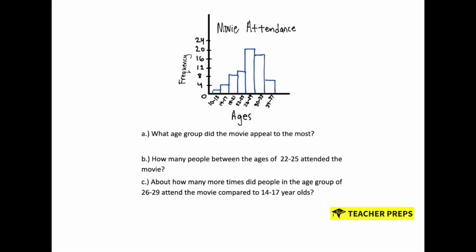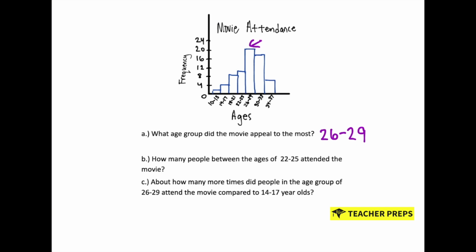The first one says, what age group did the movie appeal to the most? We want to look for which bar goes the highest. This is the highest bar, so we know that the age group that the movie appealed to the most was 26 to 29-year-olds. There were 20 people in this age group that attended the movie.